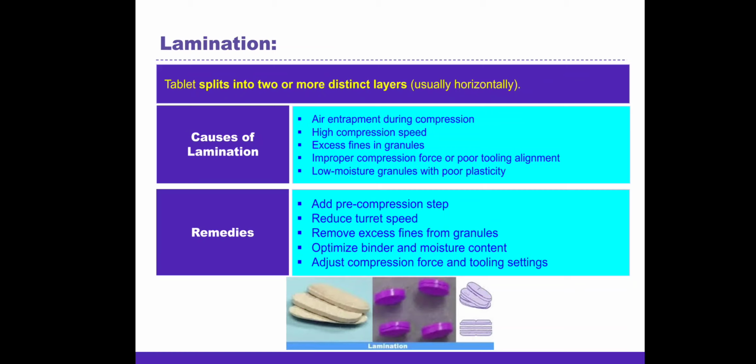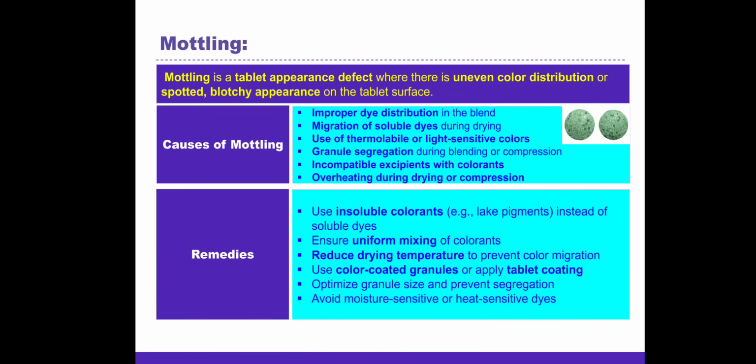Remedies: we have to add a pre-compression step, reduce turret speed, remove excess fines from granules, optimize binder and moisture content, and adjust compression force and tooling settings. All these causes and remedies we have seen in sticking and picking, friability and capping. So we'll see the next defect.